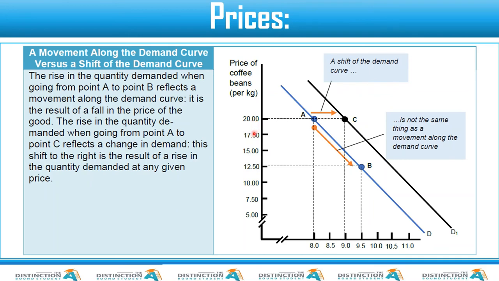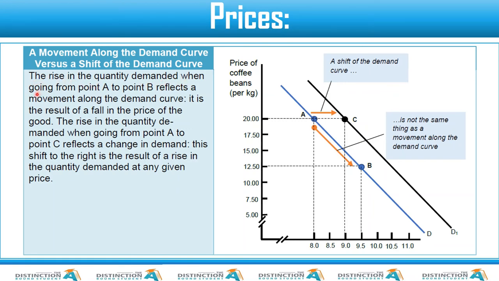Okay, what if the price would drop to 17? Well, to 17, it will be somewhere here. So that will be 8.5 billion kgs. What if the price was to drop to 5 rand? Well, it would be 11 billion kgs. So basically, that's it.